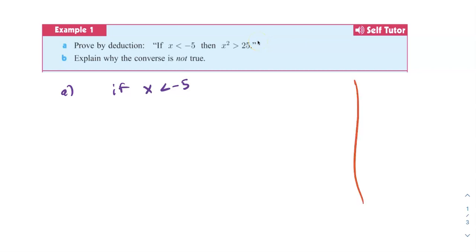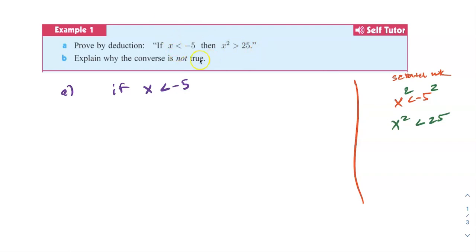This is just me thinking. So if we have x is less than -5 and I square both sides, I'll get x squared is less than 25. That's not what we're trying to prove. We're trying to prove x squared is greater than 25. And let's see if it makes sense, right? I think it makes sense, right?